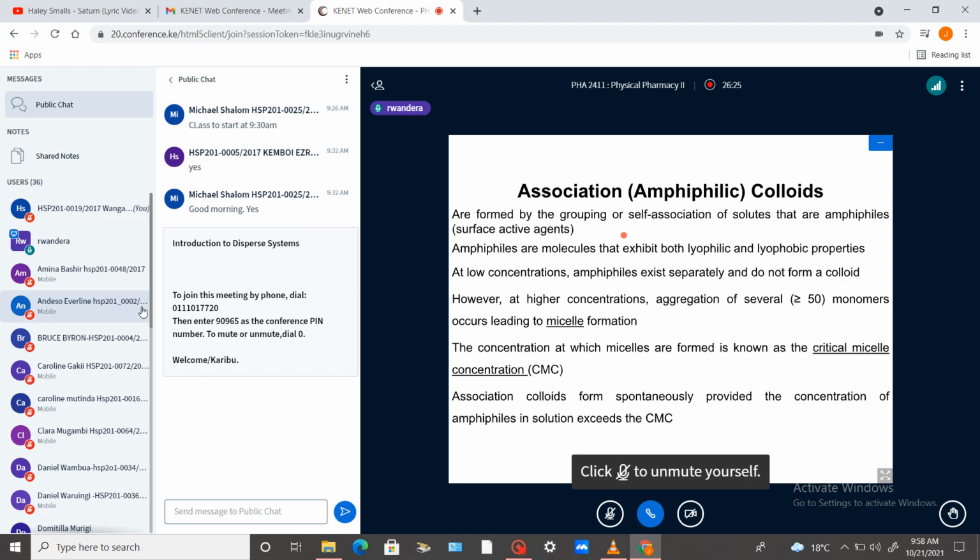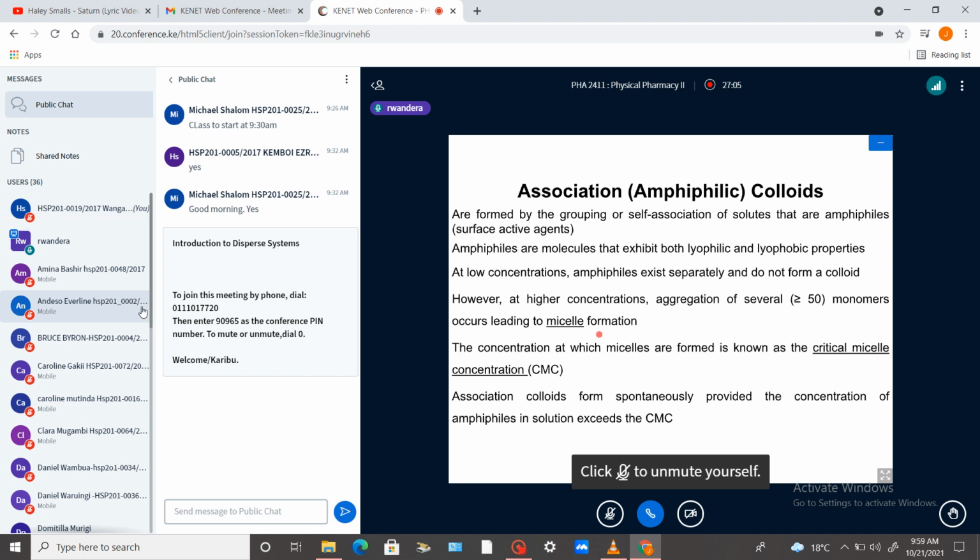At low concentration, amphiphiles will exist separately and will not form colloids. However, at high concentration, they aggregate to form a number of monomers greater than or equal to 50, leading to what we call micelle formation. So at high concentration, they form micelles. The concentration at which micelles are formed is what we call the critical micelle concentration. I think you have come across the word micelles.